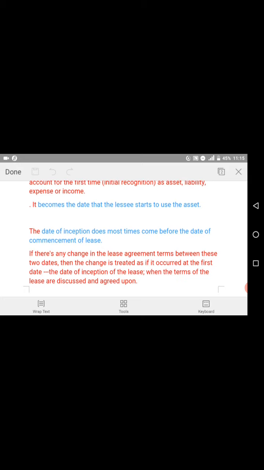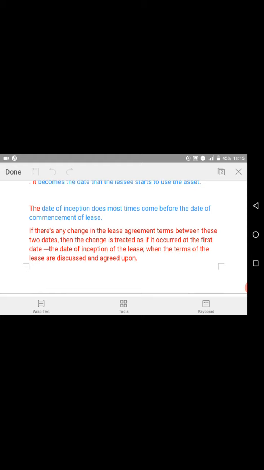if there's any change in between the date of inception and the date of commencement, the change is treated as if it occurred at the first date, and that first date is the date of inception of the lease, when the terms of the lease are discussed and agreed upon. Also note that the date of inception, the terms of the lease are discussed and agreed. Date of commencement, that is when it is recorded in the books and the lessee has entitlement to use the asset he is to lease.